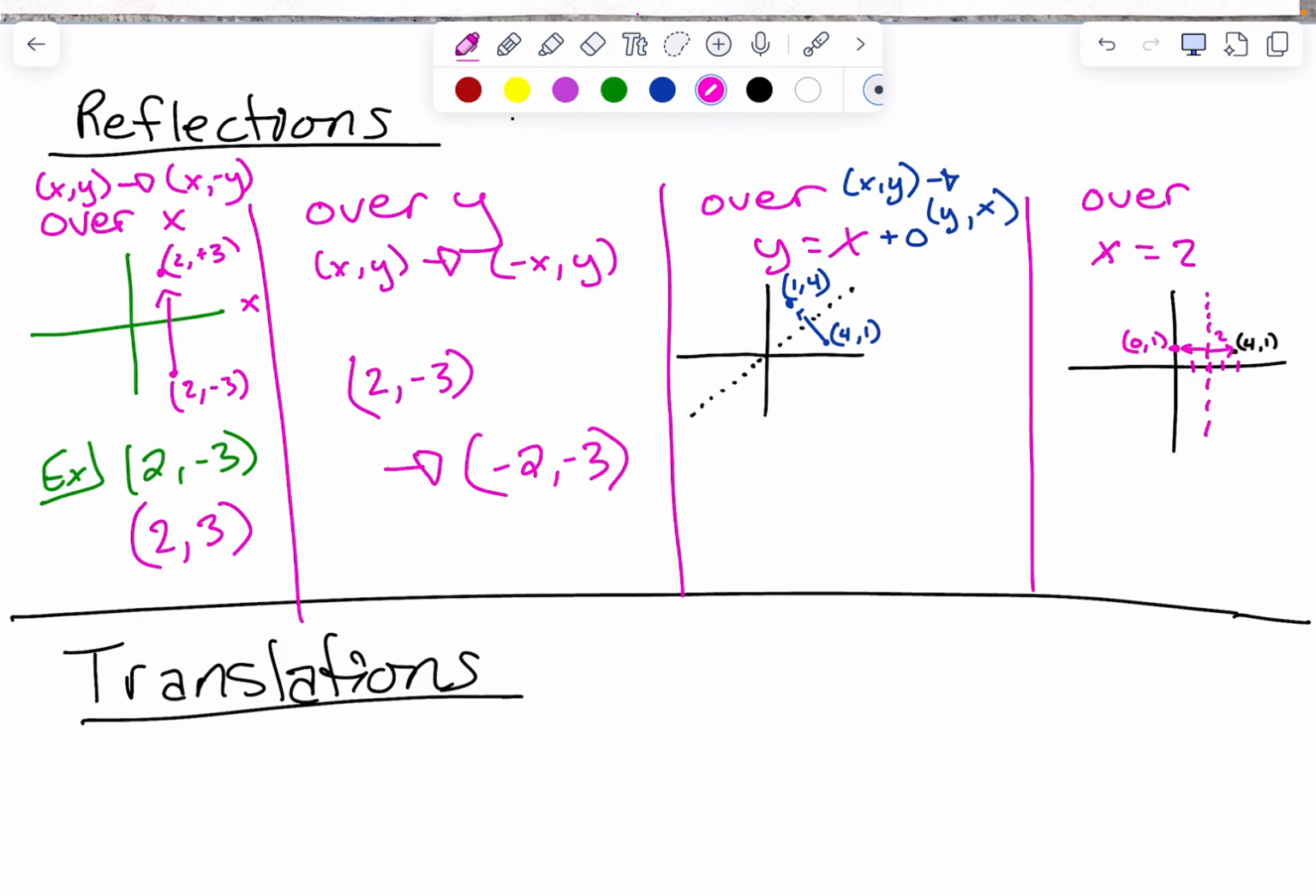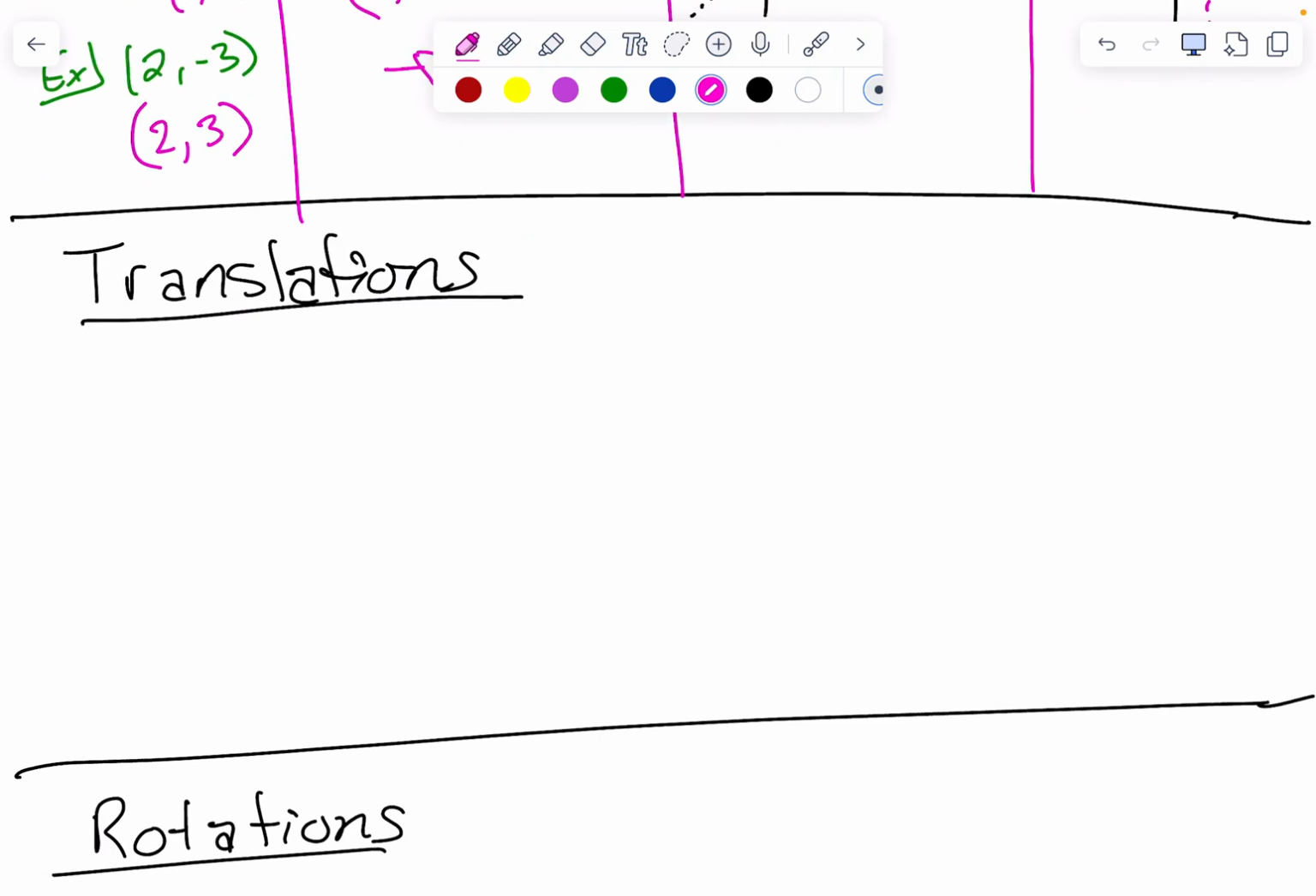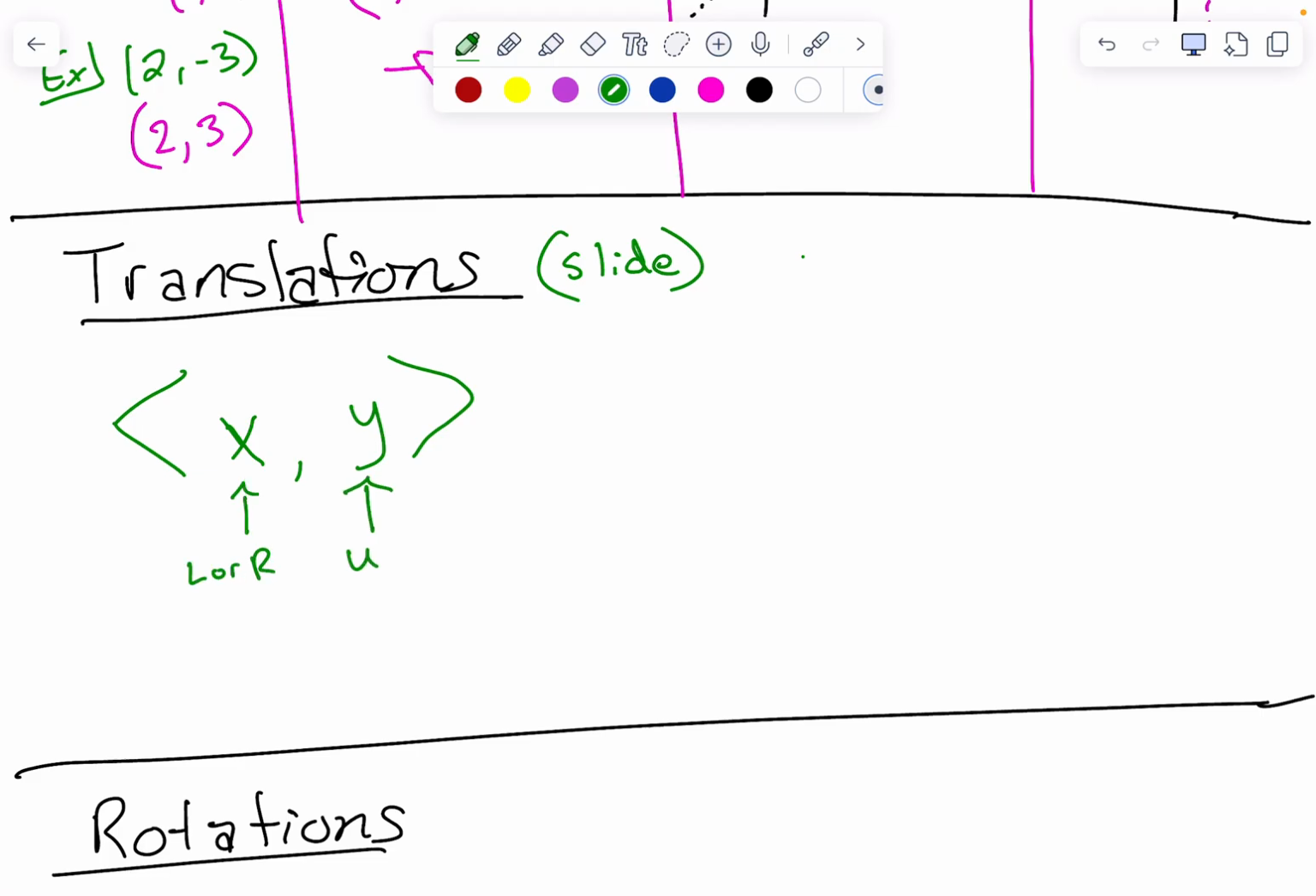Okay. All right. Translations. Do you know what a translation is? If I say I'm going to translate something, it's like a slide. Translations usually will be in triangular brackets. They'll say an X and a Y, and the X tells you left or right, and the Y tells you how you're moving him up or down. So let's say I have the point 3 comma negative 2, and I want to do this to it: 7 comma negative 4.